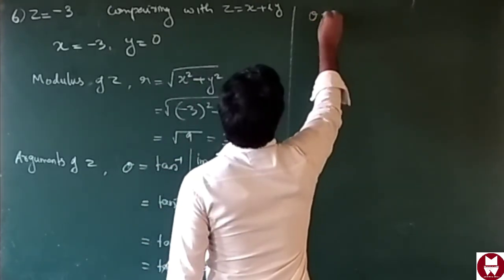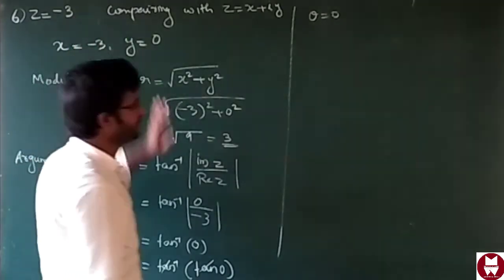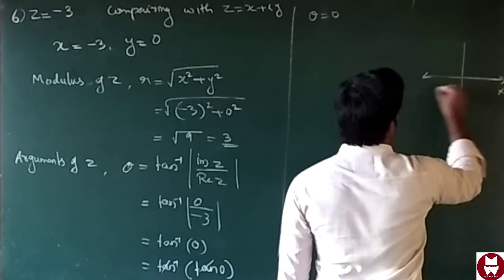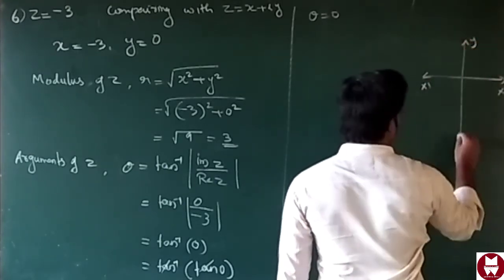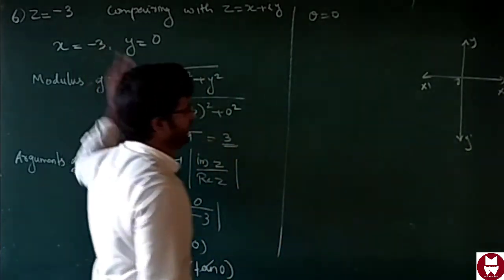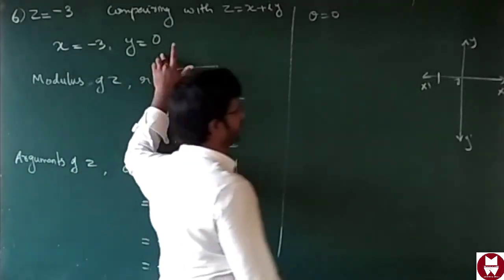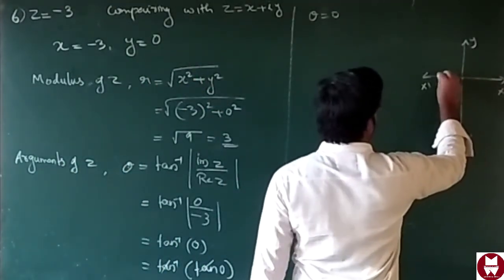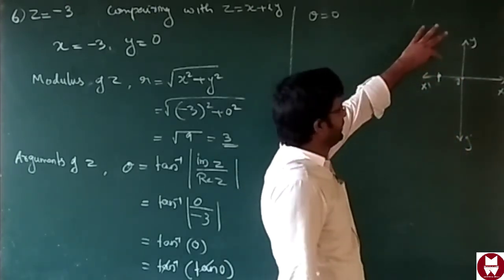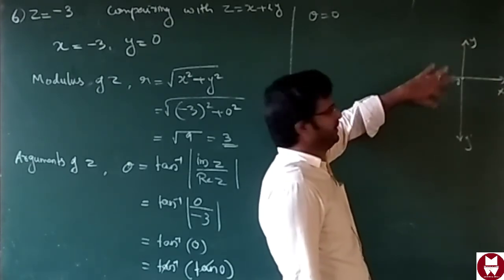We will get theta equal to 0. Now we have to check in which quadrant the given complex number lies. Draw one Argand plane: x, x dash, y, y dash, 0. Here the x value is negative. Negative means left side of 0. Then y equal to 0 means same part. We can consider that it is in the third quadrant, otherwise the fourth quadrant. Anything. Okay.